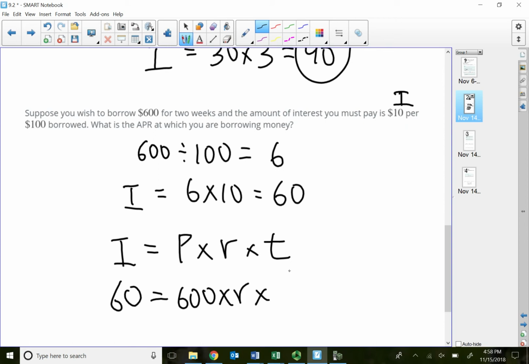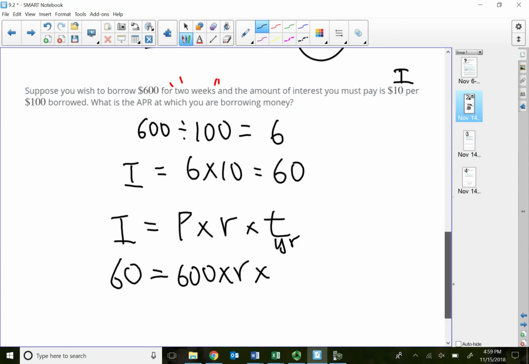Normally the time has to be in years. Right now, my $600 is only for 2 weeks. So how do I turn 2 weeks into years? That will be 2 weeks out of 52 weeks in a year. So that's how we convert my 2 weeks in terms of a year.